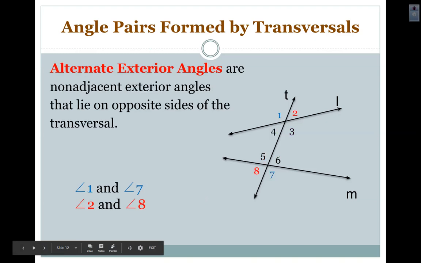Now the last pair is the alternate exterior. Alternating sides of the transversal and on the exterior of the two lines. So 1 and 7, alternate exterior. 2 and 8, alternate exterior. They're on opposite sides of the transversal and outside the two lines. So that's 1 and 7 and 2 and 8.